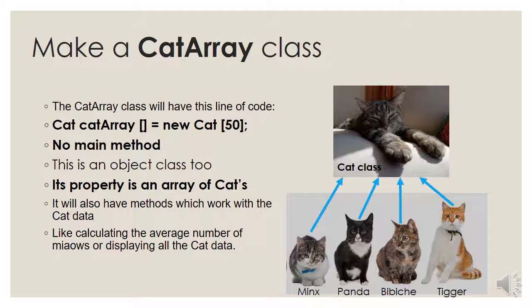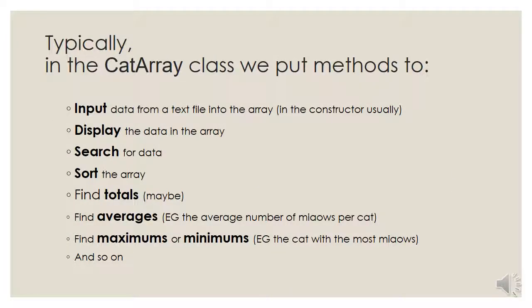Its property is an array of cats. Sometimes you also have a size variable to store how many actual cats you have stored in the array so far. This class will have many methods which work with the cat data, for example, calculating the average number of meows or displaying the cat data. Usually we input the data from a text file into the array in the constructor. We can display the data in the array using a toString. We can search for data, sort the array, and so on.